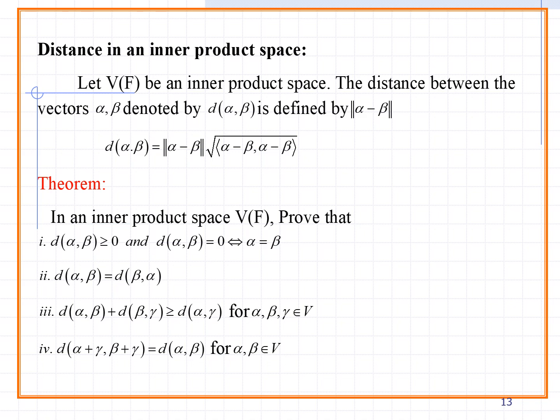So let us see one more theorem on this. In an inner product space V of F, prove that d of alpha comma beta is greater than or equal to 0. The distance of alpha comma beta is positive or 0. If it is 0, that automatically implies alpha equals beta, you can prove. The second one is the symmetry property. The third: the distance of alpha comma beta plus the distance between beta comma gamma is greater than or equal to the distance of alpha comma gamma. The fourth one is that the distance of alpha plus gamma comma beta plus gamma can be written as the distance of alpha comma beta. So by using this theorem you can prove these four.